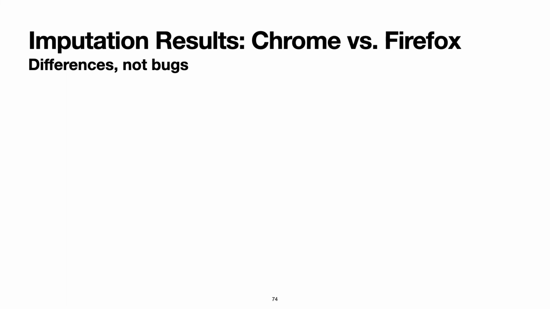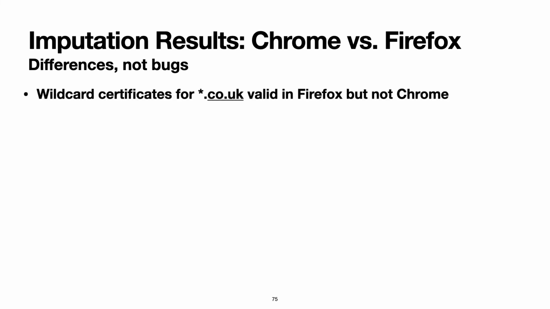We used imputation to highlight 9 real-world differences between the native browsers, which we verified out of band. For example, we found that wildcard certificates enabled for top-level domains like star.com are disallowed by the CAB requirements, but Firefox accepts certificates for star.co.uk because it only checks whether the number of labels to the right of the wildcard is greater than 1. Chrome, however, rejects such certificates because it actually checks the public suffix list for top-level domains.